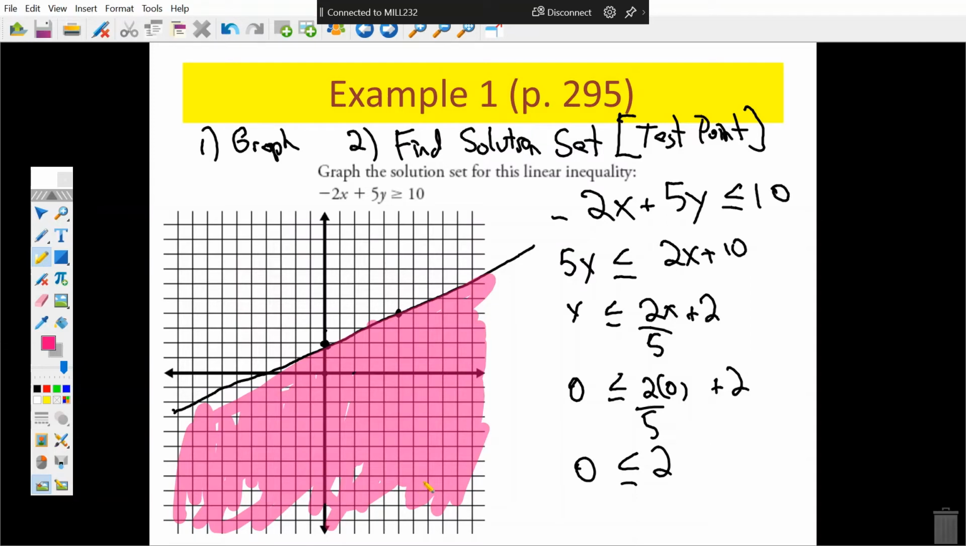And you color something in like that. If we put in the test point and it was false, that would have meant that 0 and 0 was not part of the solution. So that would have meant we would have colored the opposite side of the graph. We would have colored above the line. If the test point is true, you color, in this case, below. If it was wrong, you would have colored the opposite side. All right? Next.